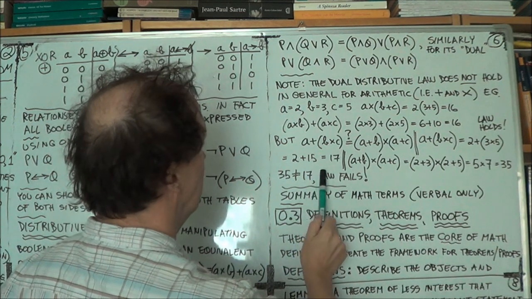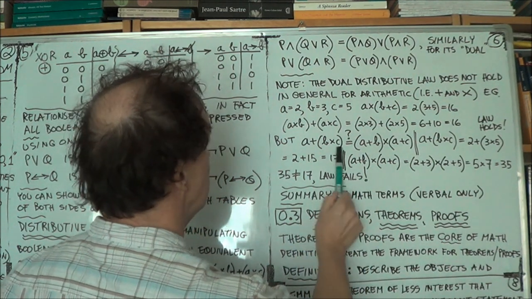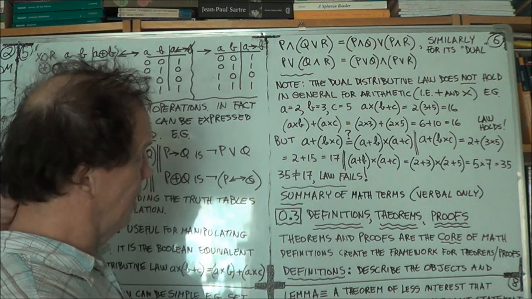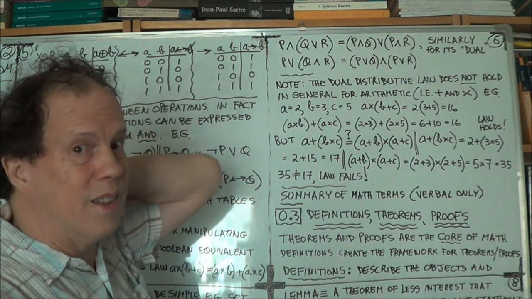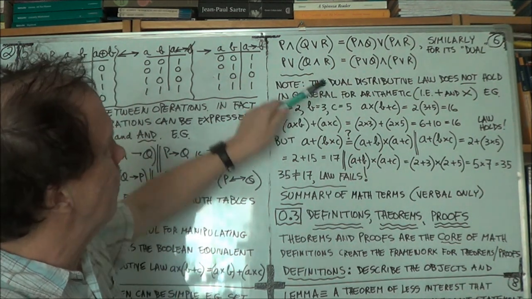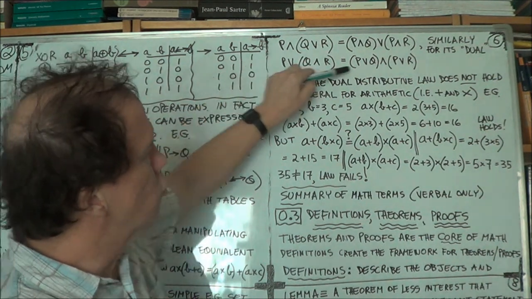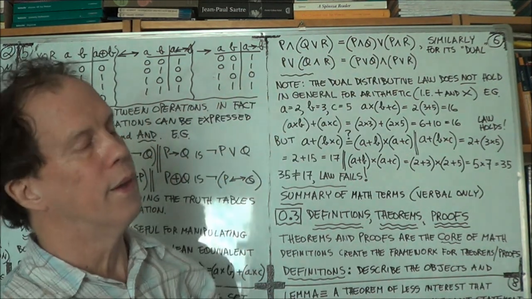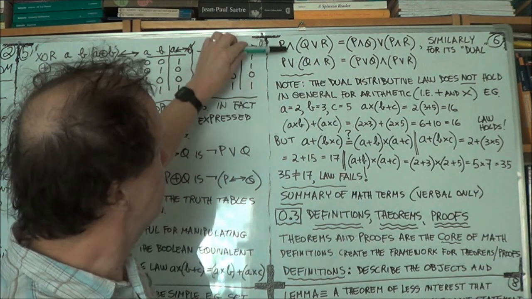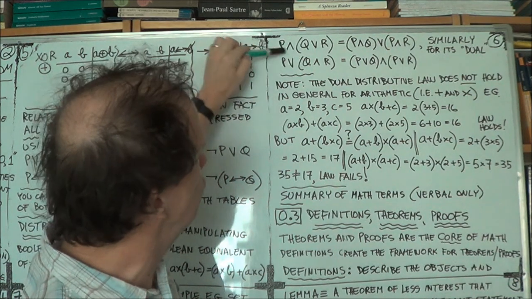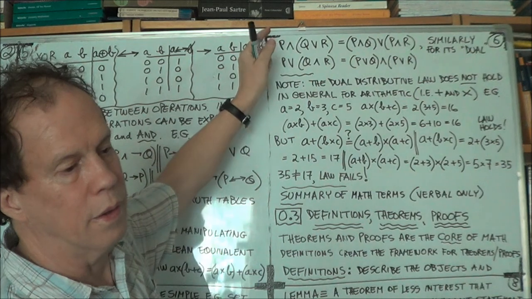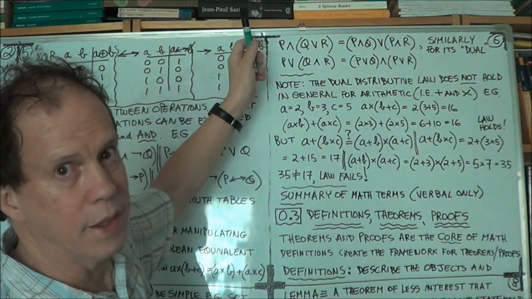So this and this are not the same. It fails. Let's just toss it in for interest. This distributive rule for Boolean variables works both ways. This is sort of the dual of that one. This one's the dual of that one, when you're just swapping around the ors and the ands signs.